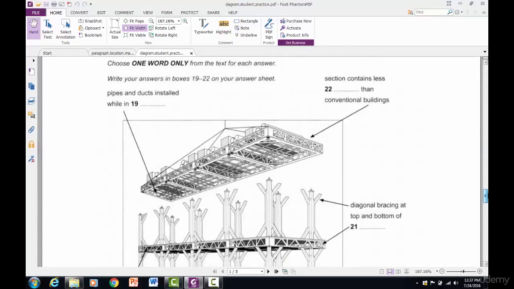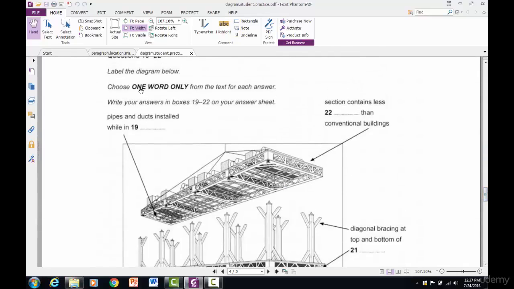All right, so here we have a diagram. It's important to look at the directions where it says choose one word only from the text for each answer. All right, and basically it says label the diagram below. So this is a diagram where they are building something. So what might be helpful in terms of trying to find the right paragraph that the information is coming from is to look for a paragraph that discusses how something is built or something being built. That might be very helpful.